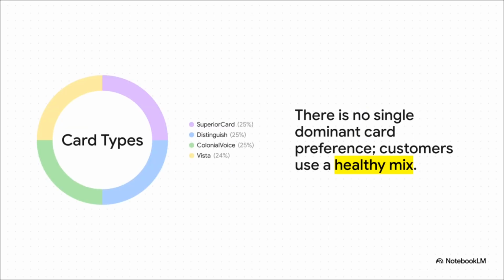So what can these cards tell us? Well, if we look at the different types of cards people are using, you've got Superior Card, Distinguish, Colonial Voice, Vista, we see it's a surprisingly even split. No single card type is dominating. It tells us the company's customers have a pretty healthy mix of payment options.